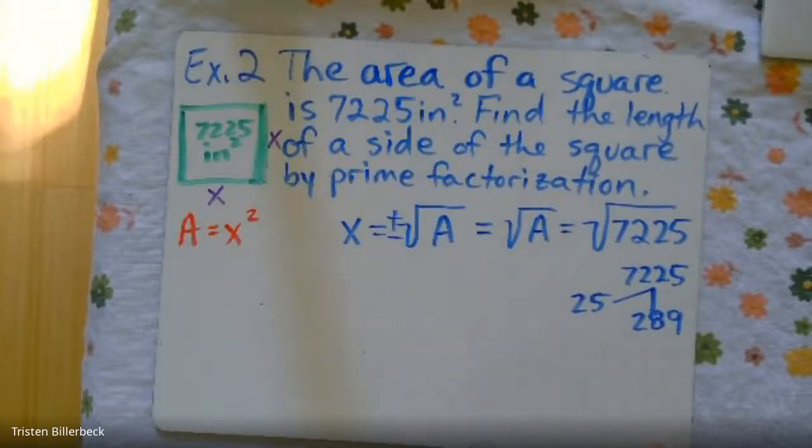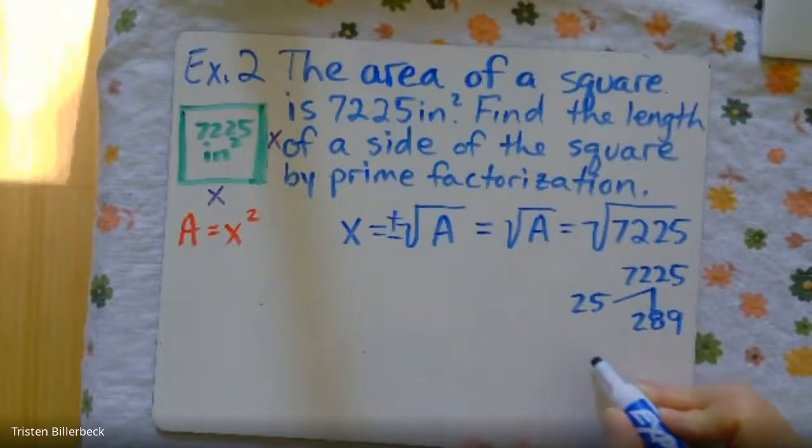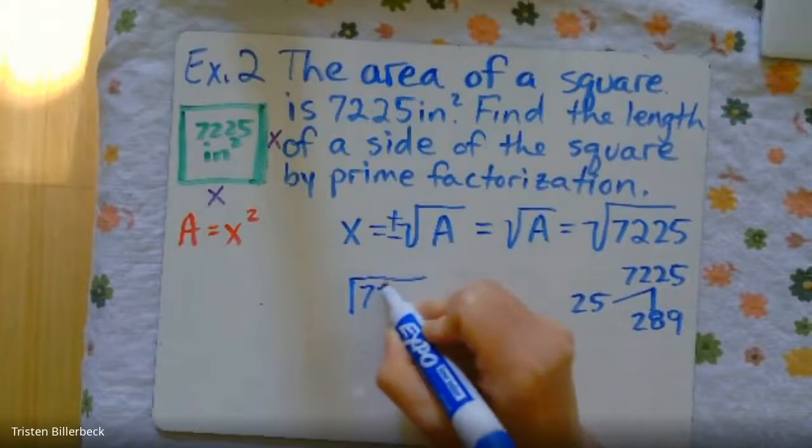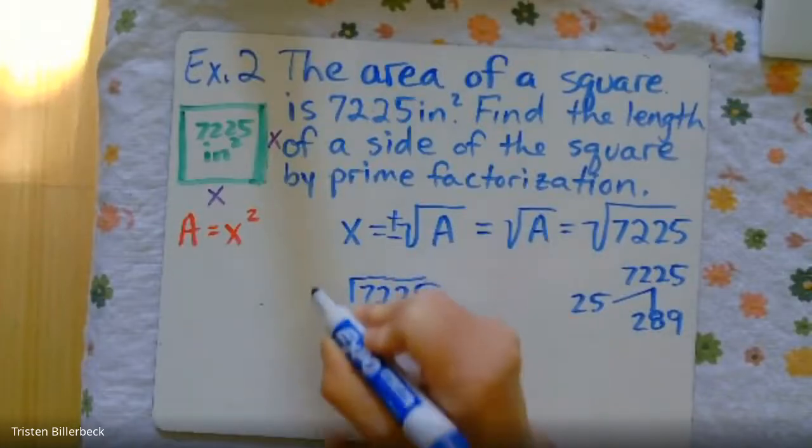7,225 divided by 25 is, my calculator is being a bear. 7,225 divided by 289. Still not doing it right. Okay, so let's do this the other way. All right, so technology fails. So that's why we have to do old-fashioned ways of doing things sometimes.